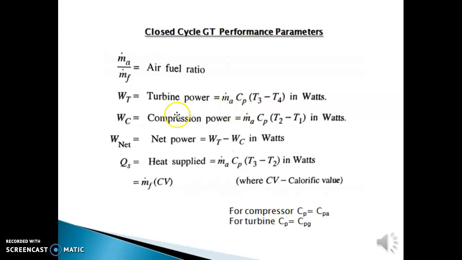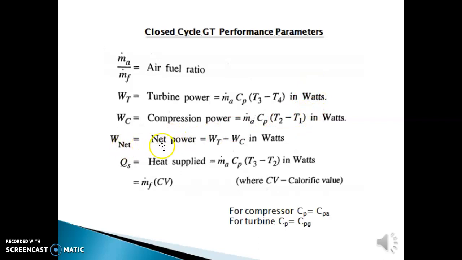then we will write it as m dot A into Cpg into T3 minus T4. And the third one is compressor power. The power required to drive the compressor is Wc, which is equal to m dot A into, again instead of Cp, I have to write Cpa, because in the compressor, fresh air is being supplied. So Cp equals Cpa, which means specific heat for air. So m dot A into Cp into T2 minus T1, since it is power.